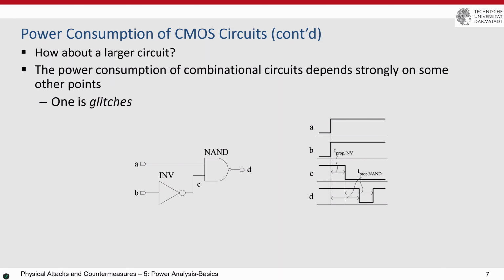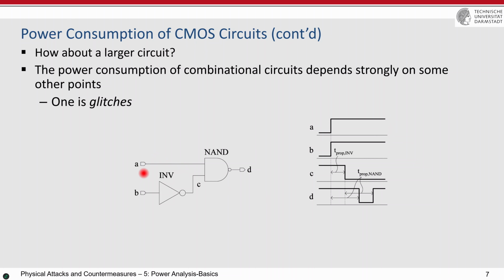What is a glitch? Suppose you have a circuit like this. This is an inverter, and this is a NAND gate. And look at here, A and B, here the timing diagram, both of them are 0, and both of them at the same time change to 1.